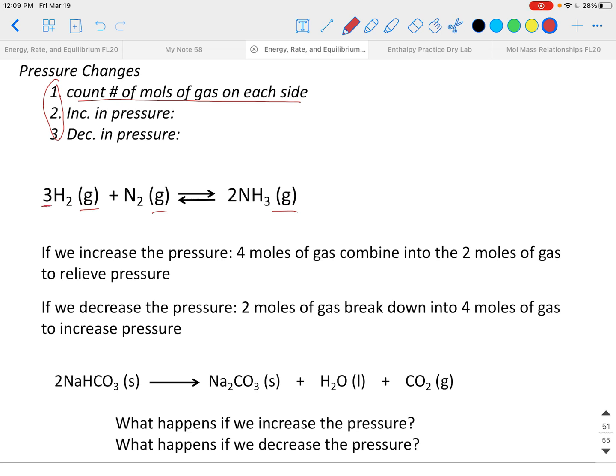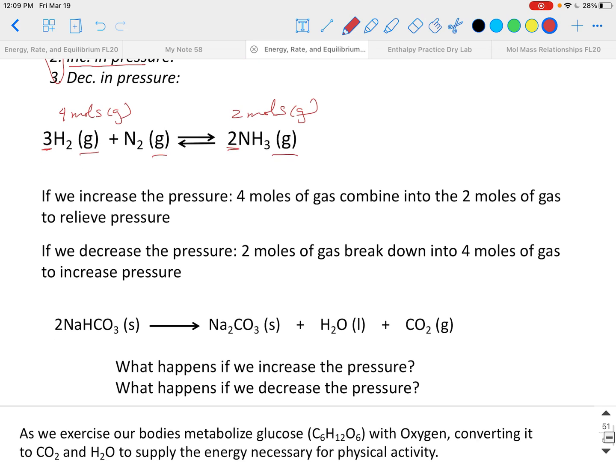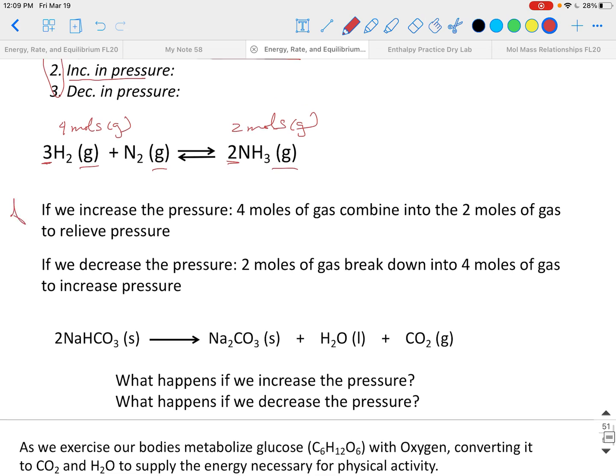I've got a coefficient of 3 in front of hydrogen, so that's 3 moles of hydrogen gas. I've got a coefficient of 1 for nitrogen, so that's 1 mole of nitrogen gas. So total, that's 4 moles of gas. On the product side, I got a coefficient of 2, so I just have 2 moles of gas. Then let's play out a scenario where we increase pressure, and a scenario where we decrease pressure.